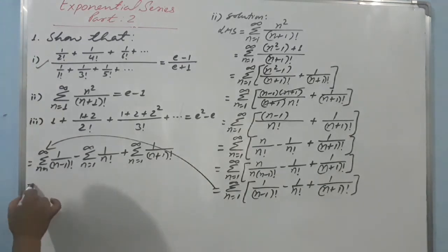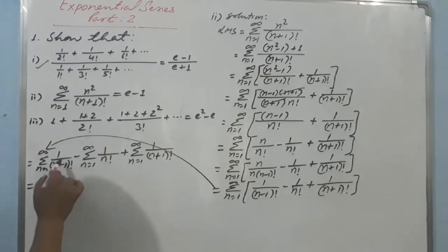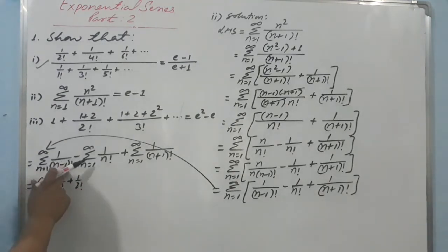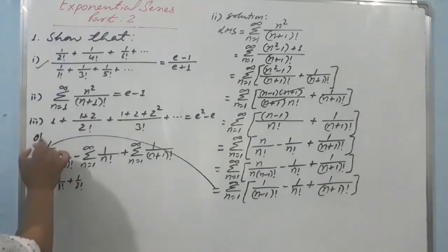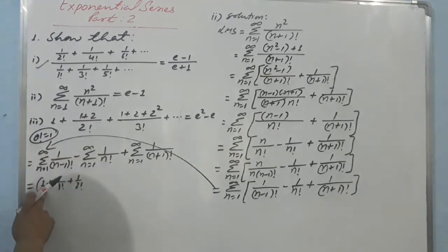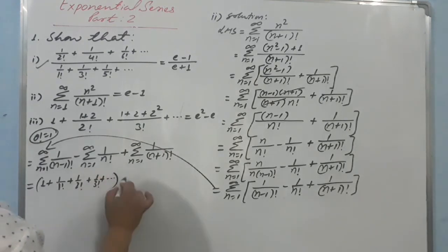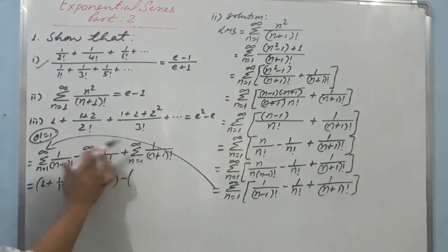No problem. Now we will write it in expanded form. Here, 1 upon 0 factorial. When you use n from 1 to infinity, you get 1 upon 0 factorial, and 0 factorial is 1, so that's why I've written 1 directly. Plus 1 upon 1 factorial, 1 upon 2 factorial, 1 upon 3 factorial, and so on. And the minus, let's write the expanded form of this one.